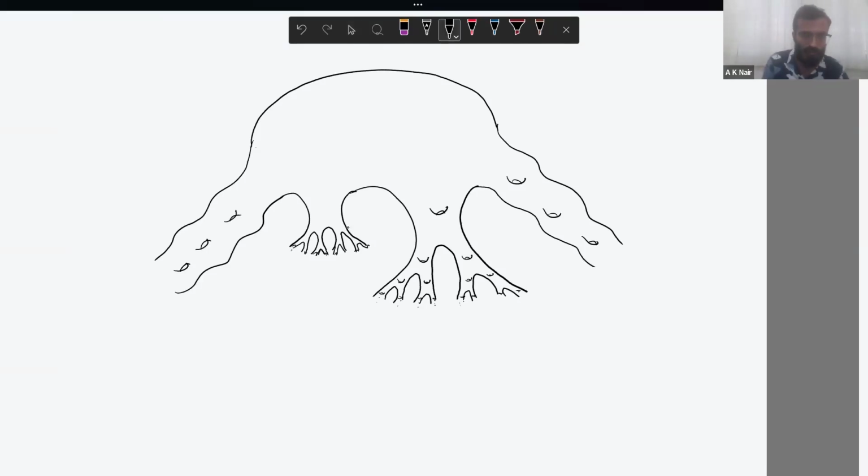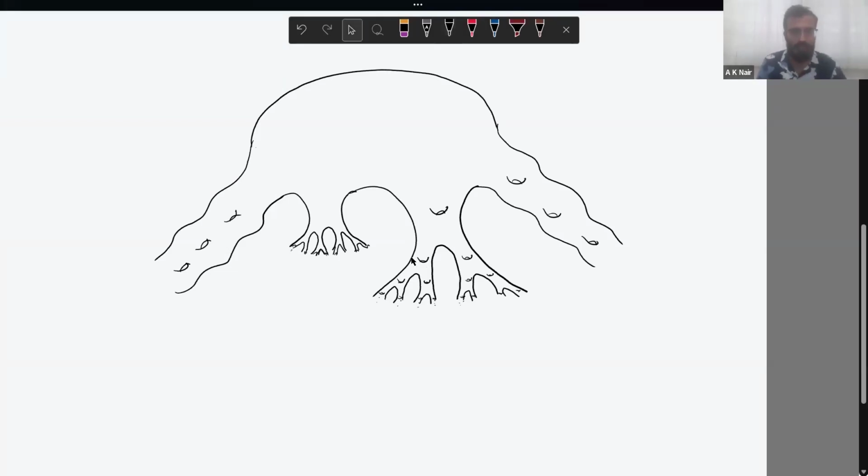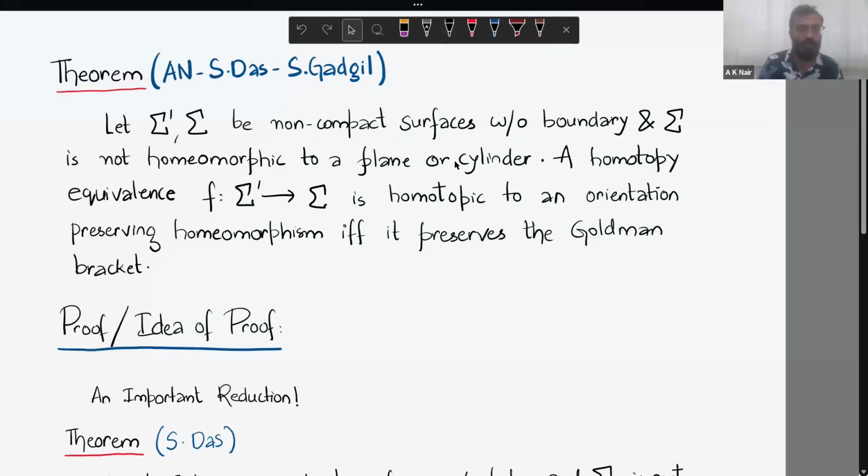So you think of this as some Cantor tree, a thickened Cantor tree. This structure is repeating infinitely, and you could have genus in that. So this is how complicated a non-compact surface can be. This is an example of a generic non-compact surface.